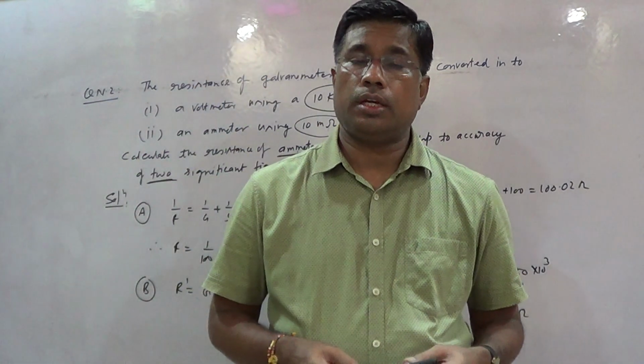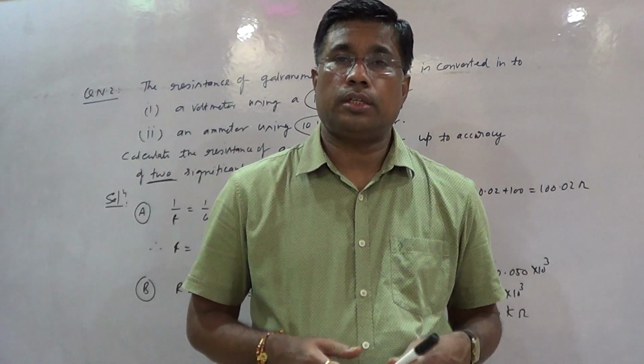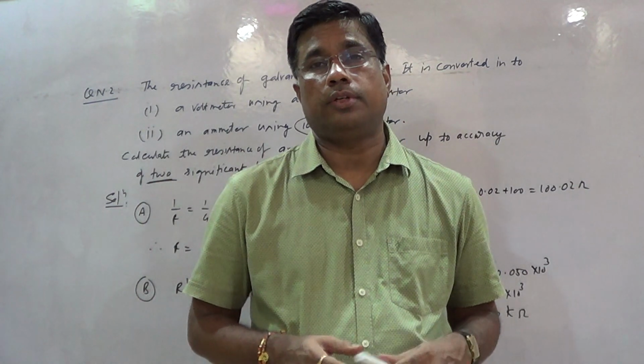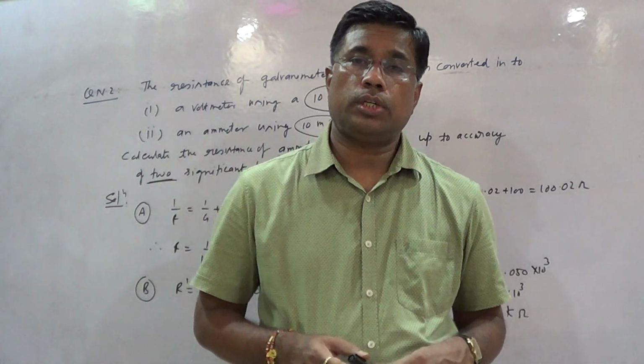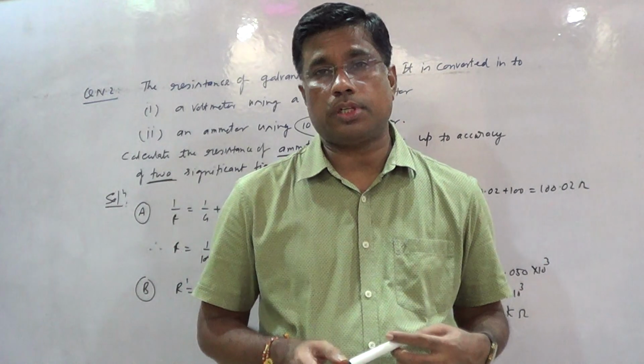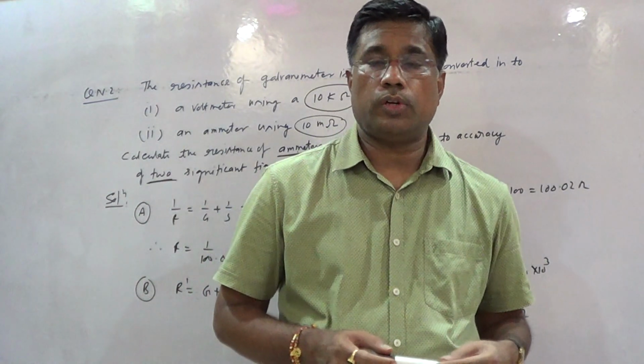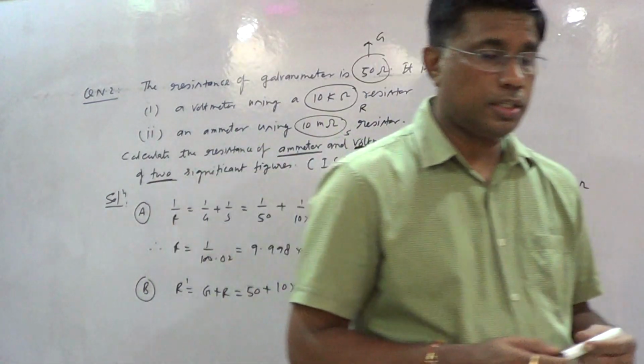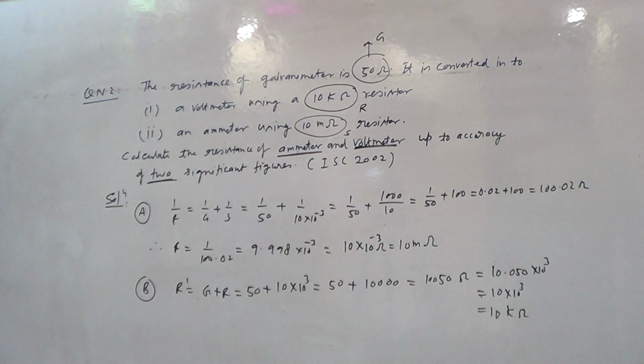So in this way we can calculate the total resistance of the ammeter and the total resistance of the voltmeter up to two significant figures. Student, watch this problem seriously and carefully, and write it in your note copy. Thank you.